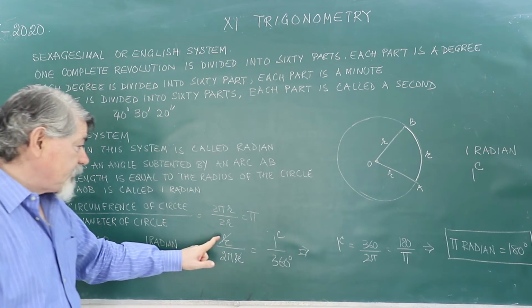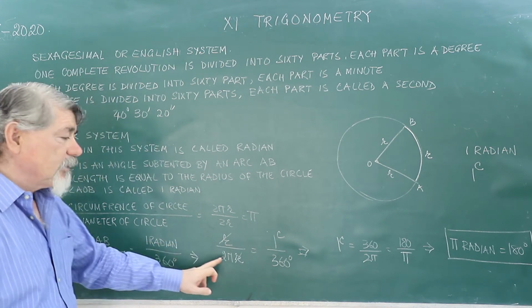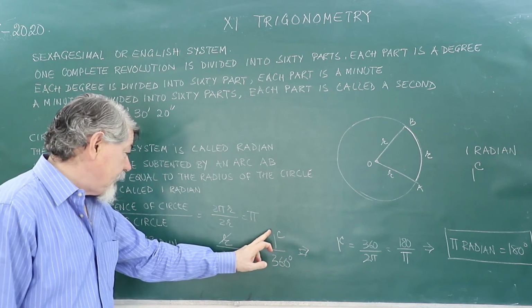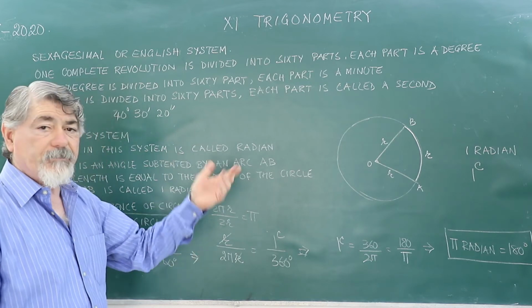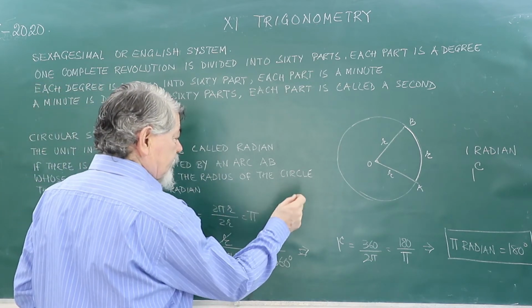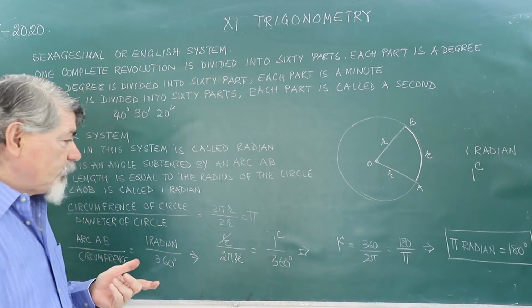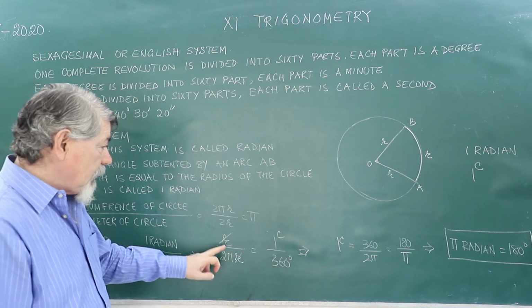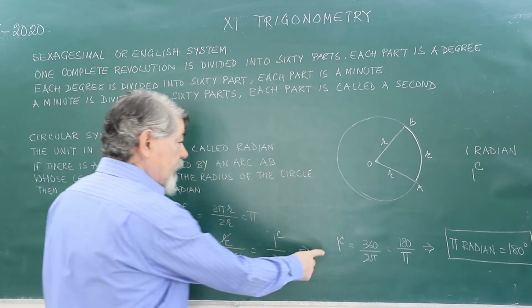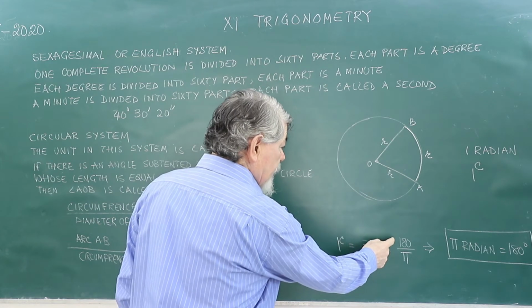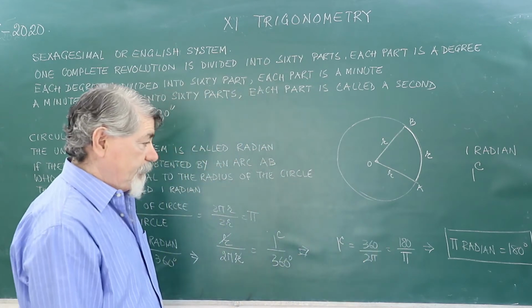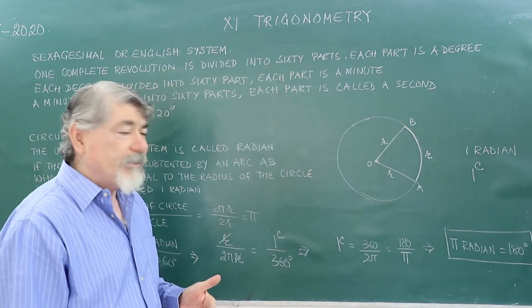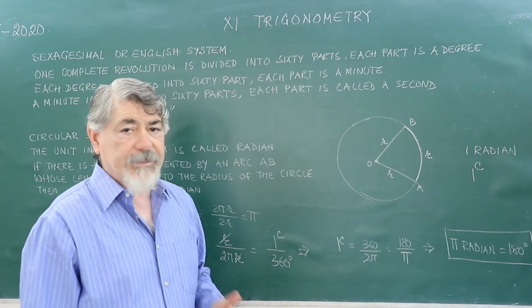Arc AB is how much? r. Circumference of the circle is 2 pi r. So r upon 2 pi r is equal to 1 radian, which I have represented by 1 to the power c. The power c actually represents radian, generally we don't write it, upon 360 degree. So r will cancel, and 1 radian will come 360 upon 2 pi, or it will come 180 upon pi. That means 1 radian is equal to 180 upon pi, or pi radian is equal to 180 degree.